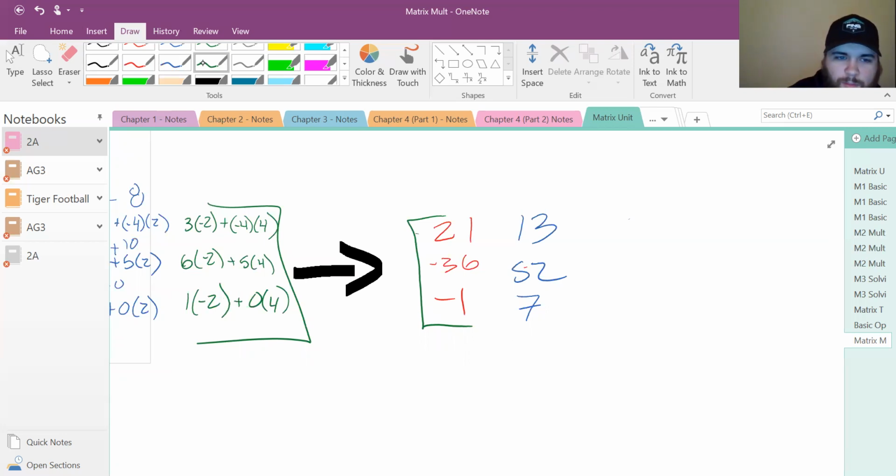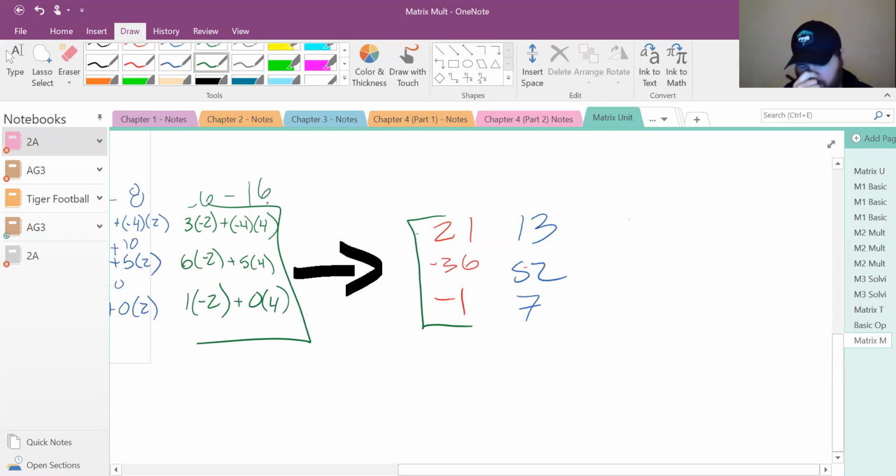Okay, last column, we have 3 times negative 2, which is going to be negative 6. Okay, plus negative 4 times 4, which is going to be minus 16. Double check that we're doing that right. 3 times negative 2 is negative 6. If I'm double checking, you guys should be double checking. Duh. Okay, negative 6 minus 16 is what? Negative 22. Looks good to me. Negative 22.